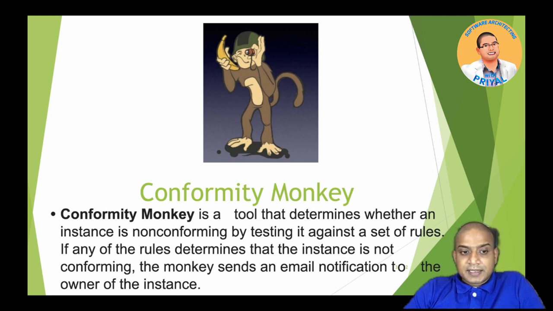The other tool is the Conformity Monkey. This one is more or less a rule-based tool. Certain rules are defined using the Conformity Monkey tool, and when the tool runs, it tests the system against these rules. As an example, one rule might say that for one particular service, there should be five instances up at any given time. The Conformity Monkey checks whether these five instances are up or not. If they are not, it sends an email notification. This is just a simple example that I can give you about Conformity Monkey.